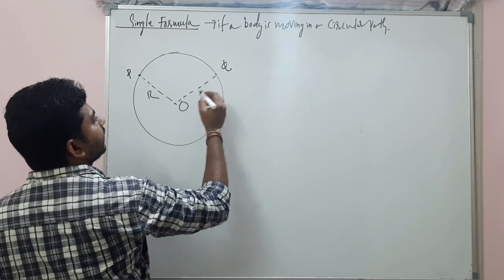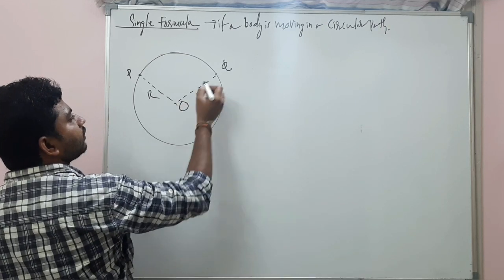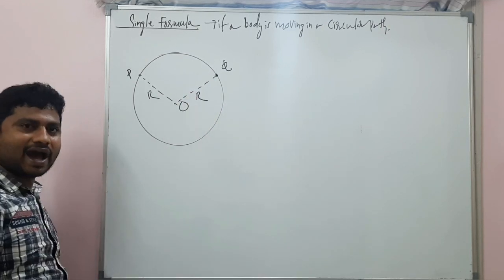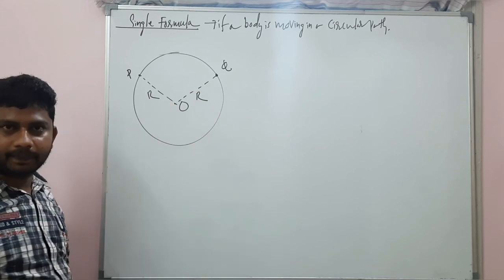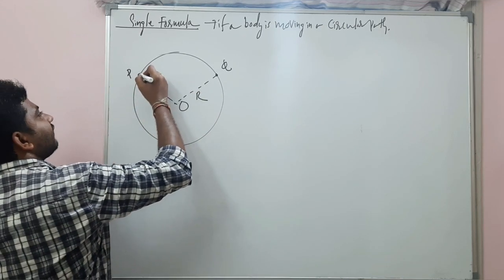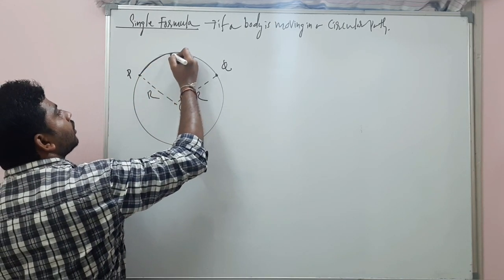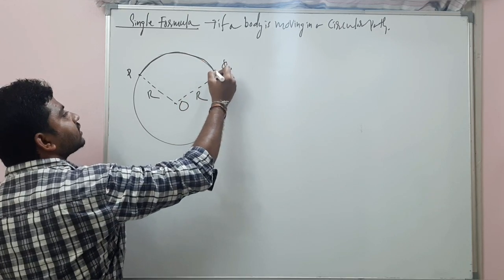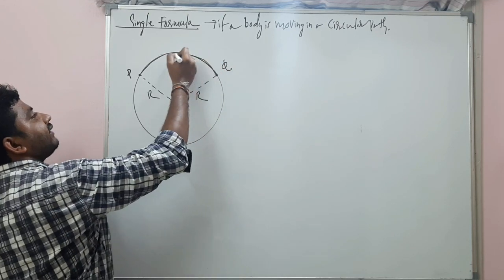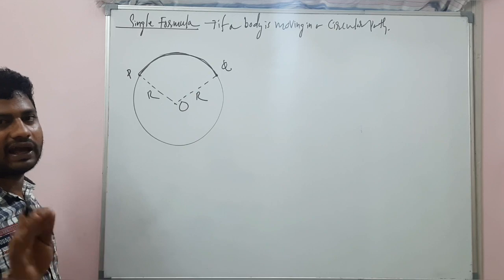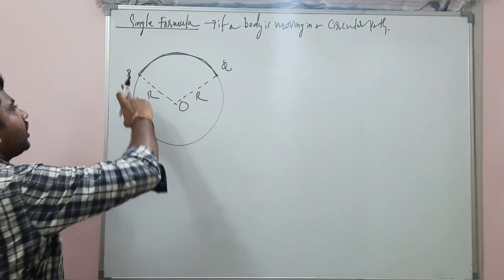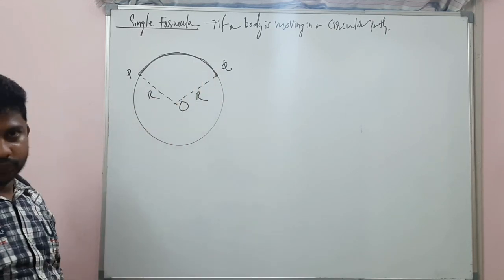Here also, the line joining the center and the point is R, the radius. The body is traveling from P to Q. So I am not representing the direction. If I represent direction, distance will become a vector. Distance is a scalar, so I will not represent it here. The body is moving from P to Q.